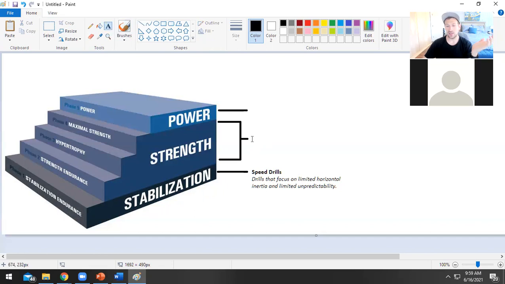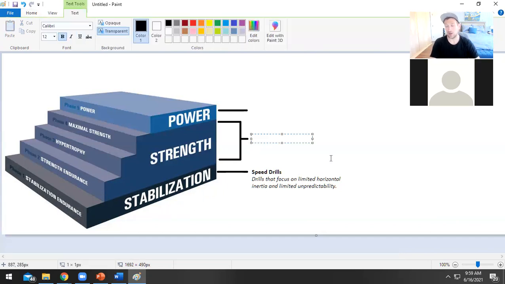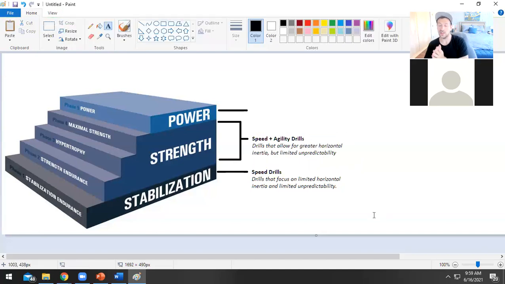Then we've got clients who are in the strength phase. Well, they are going to do speed plus agility drills. Okay. So now we are going to do drills that allow for greater horizontal inertia, but limited unpredictability. Remember, we said quickness is all about unpredictability. It's all about doing drills where your client has to respond to some type of external stimulus. That's what makes it a quickness drill.